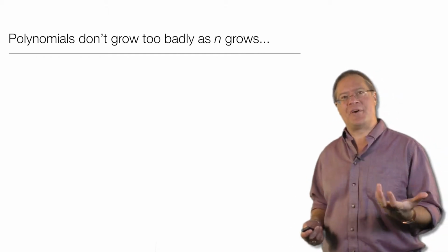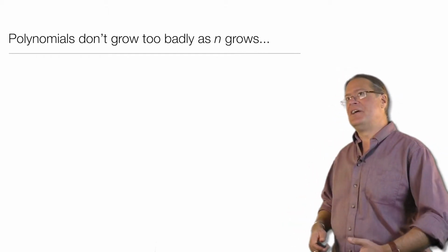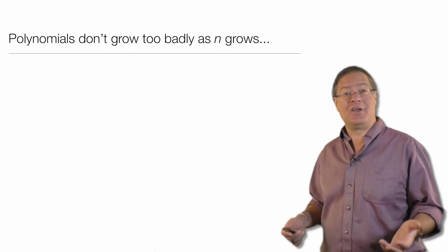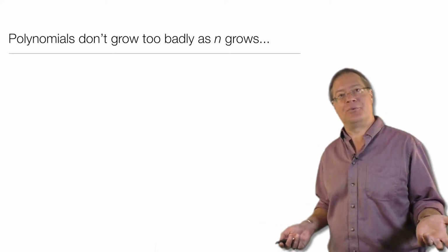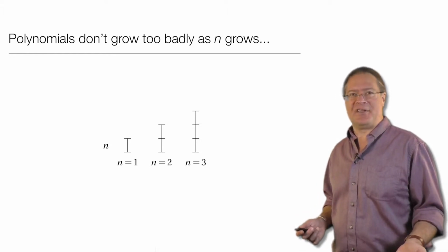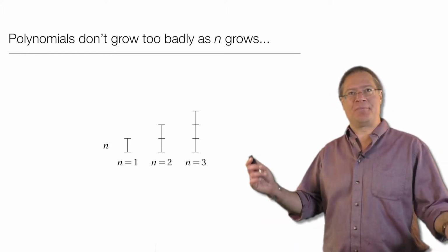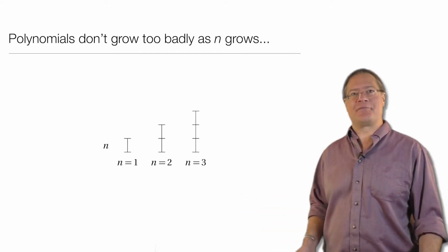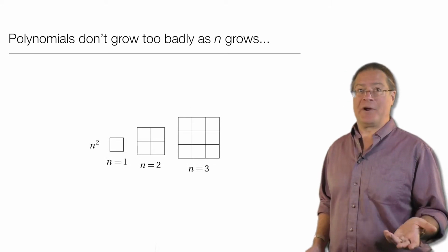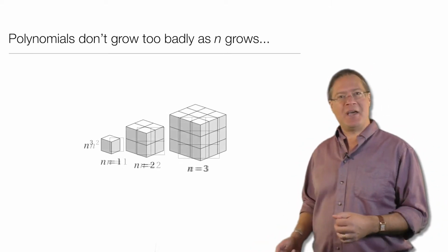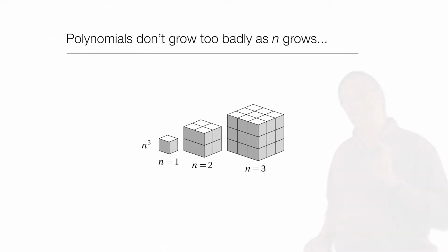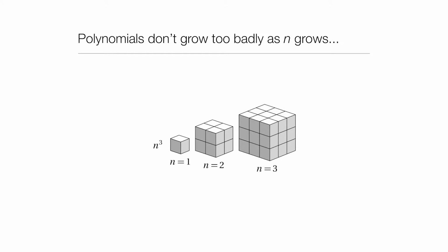So a polynomial function of n, if n is the size of the example of the problem you're trying to solve, for instance, the number of links or the number of nodes in a graph that you're trying to tour, doesn't grow too badly as n grows. The simplest polynomial of n is n to the first power. It just grows linearly as n increases. n squared grows like the area of a square, and so yes, it grows, and n cubed grows like the volume of a cube, but this is much smaller still than exponential growth.